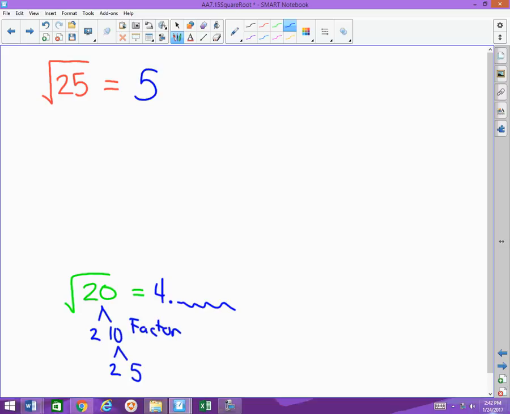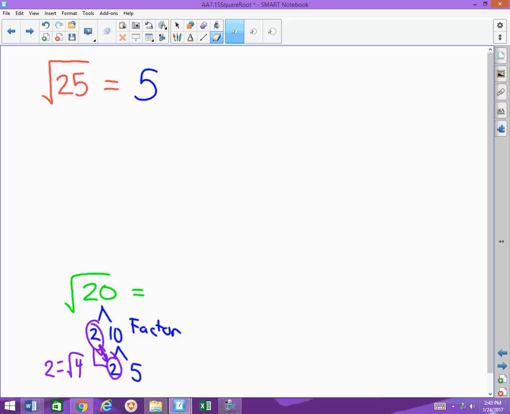Well, there is no square root for 5, and there's no square root for 2, but we have a 2 here, and we have a 2 there, and so there's a pair of 2's, and 2 times 2 is 4, and the square root of 4 is 2. So then this can turn into 2 times the square root of 5.